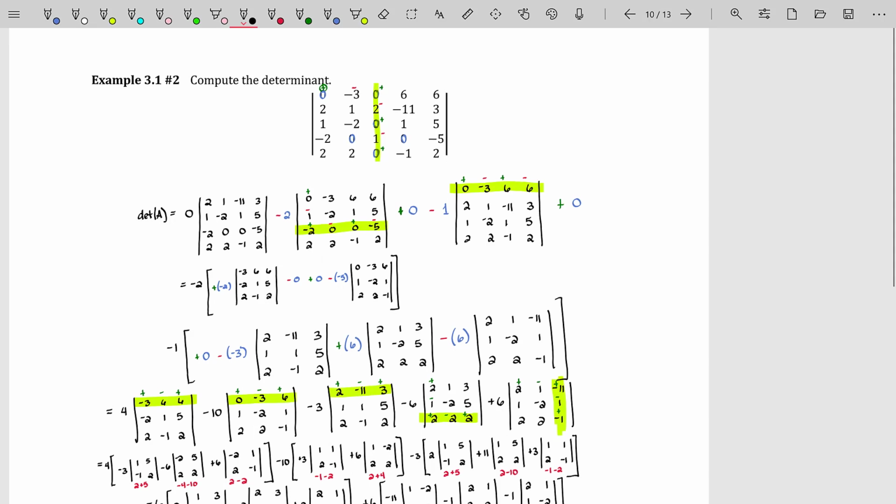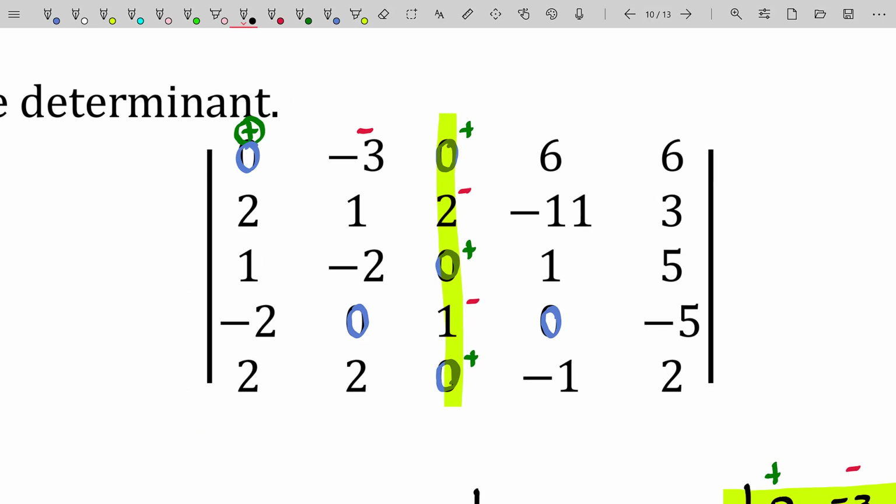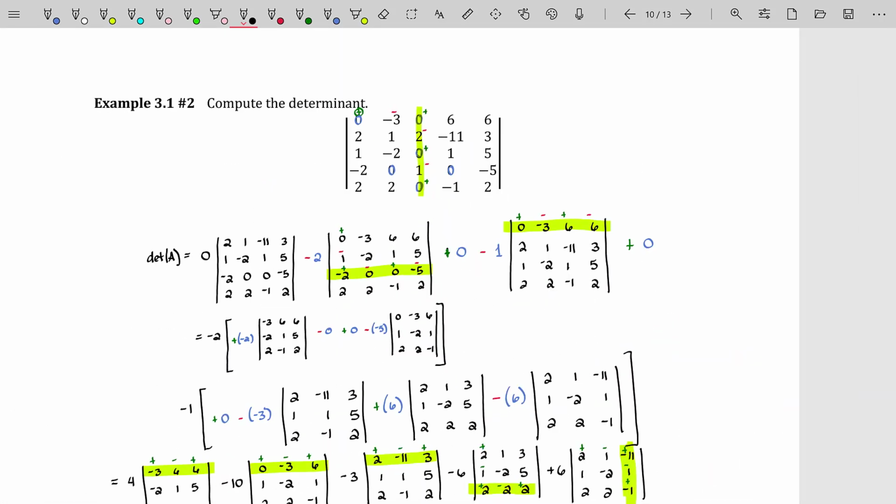If you're a programming major or a computer science major, you will develop algorithms that will choose the best row or column based upon sparsity, or the fact that there are zeros there. And you also have to take into account floating point arithmetic errors that can occur because of computers, and so there are some other issues that come into play. Humans are much better at math than computers.